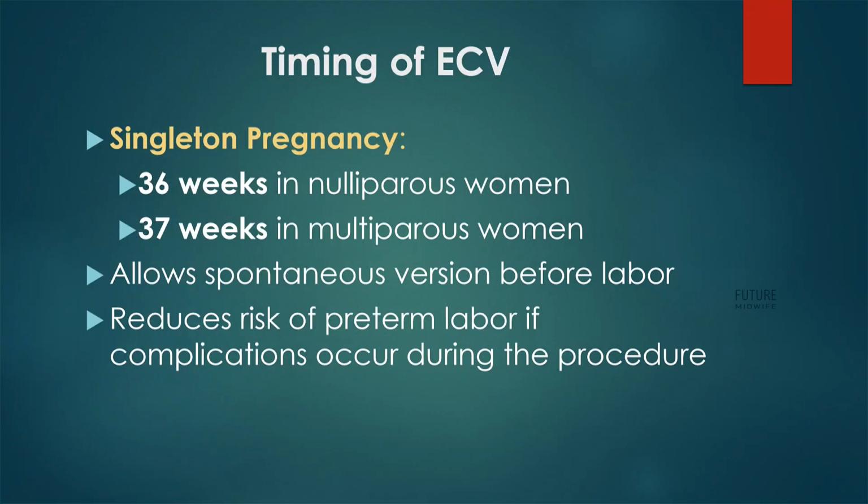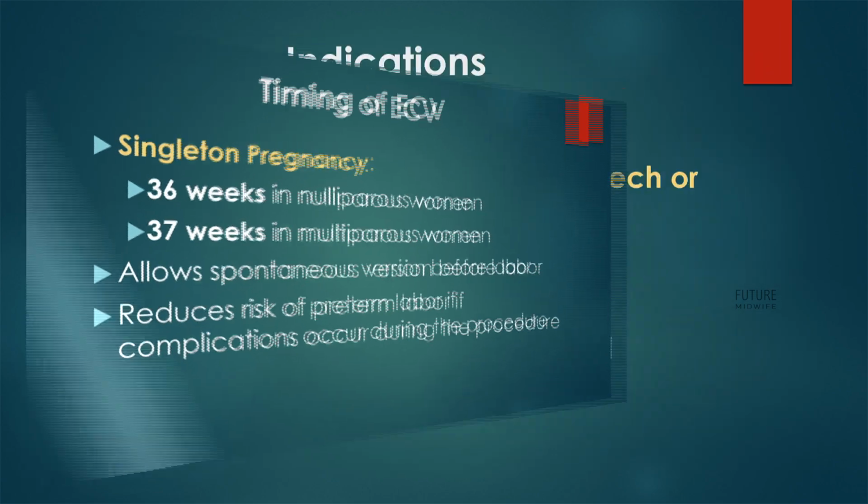Here I will explain the timing of external cephalic version. In case of singleton pregnancies, it can be performed at 36 weeks, especially for a nulliparous woman. Whereas in case of a multiparous woman, we can perform it at 37 weeks. Usually allows spontaneous version before labor. It helps to reduce the risk of preterm labor if complications occur during the procedure.